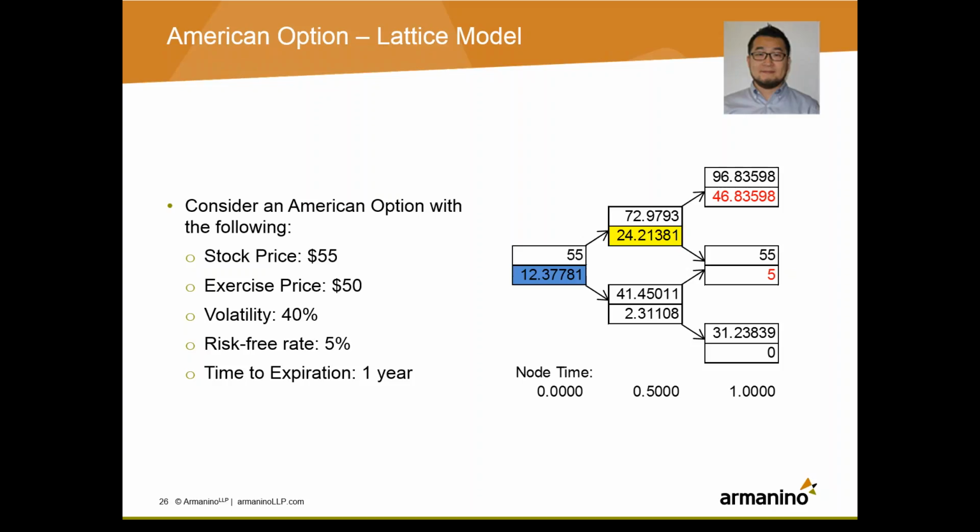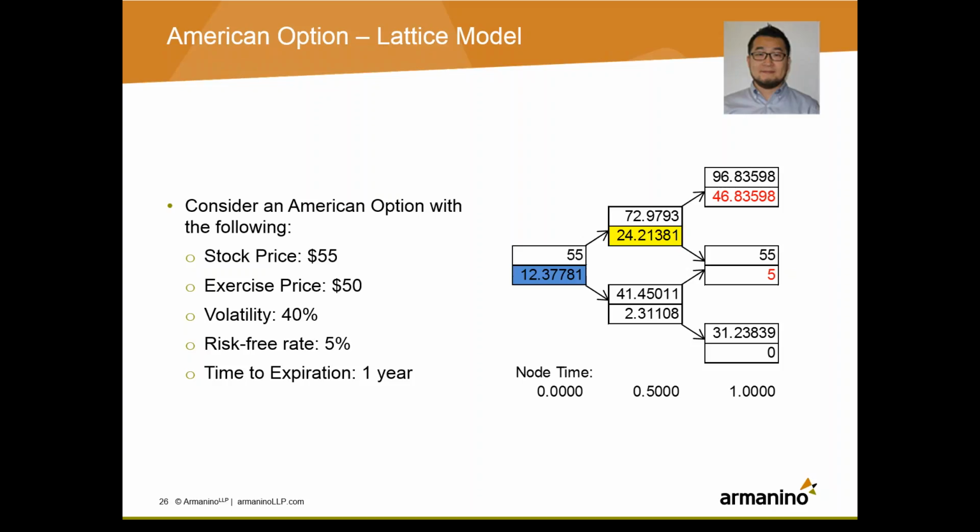So we're going to go back in time to the time node of 6 months, 0.5, and see what's the value of an option. So we will actually calculate present values using those red numbers.